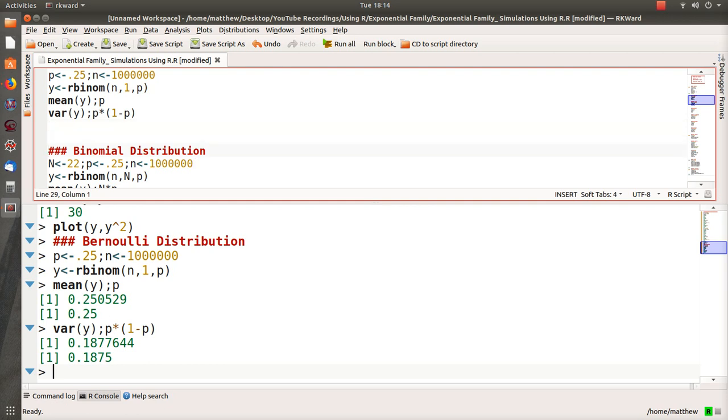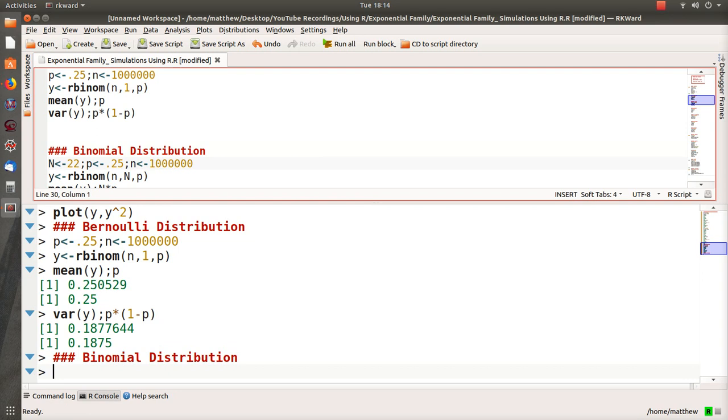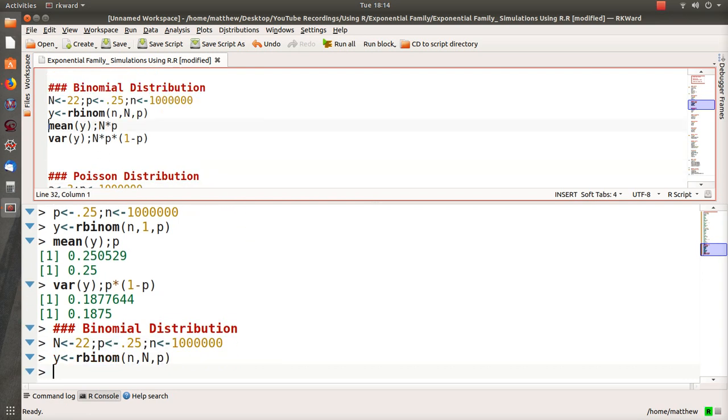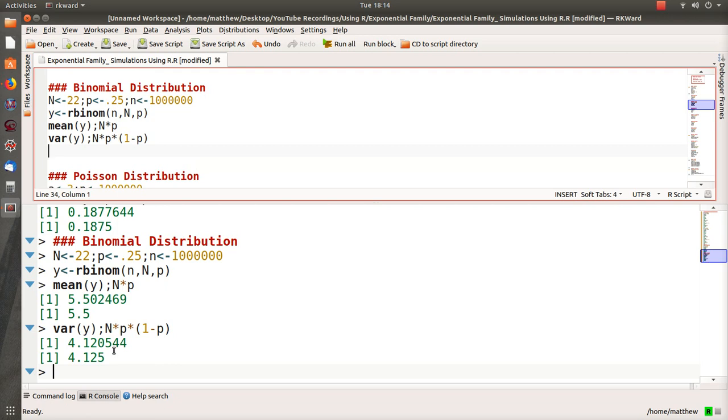We do it for a binomial. Assume the size of 22 and p of 0.25. 1 million reps. Find the mean and the variance of our sufficient statistic. So the mean is np, the variance is npq, and they're right on top of each other.